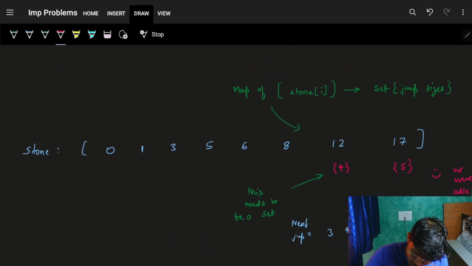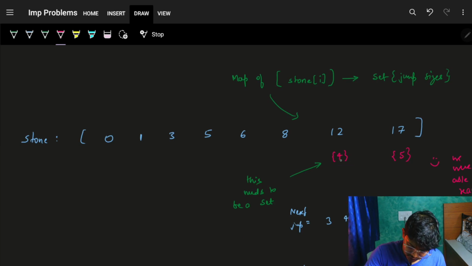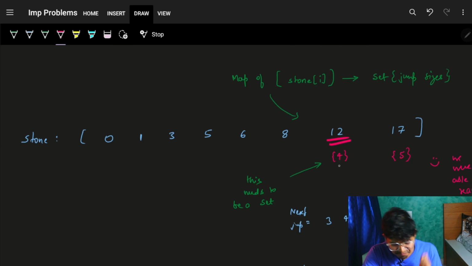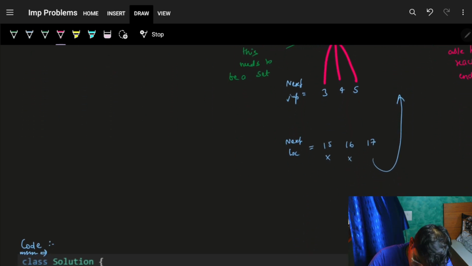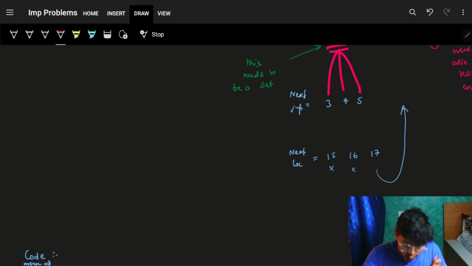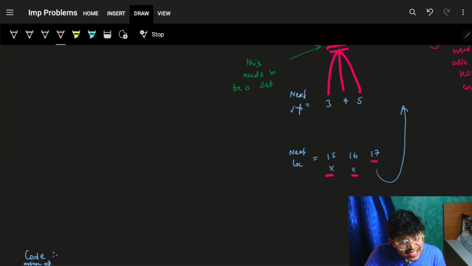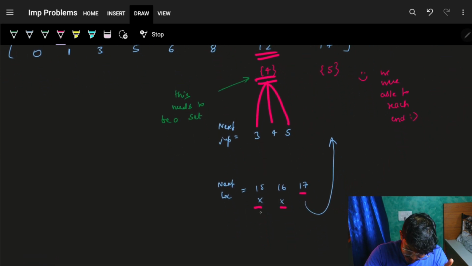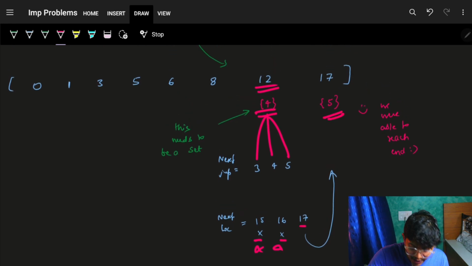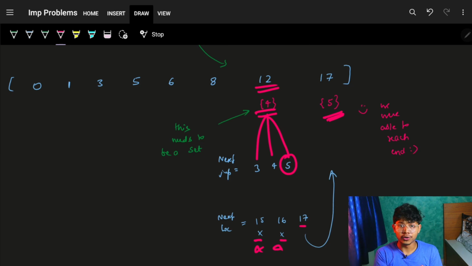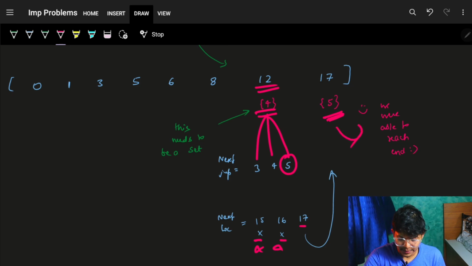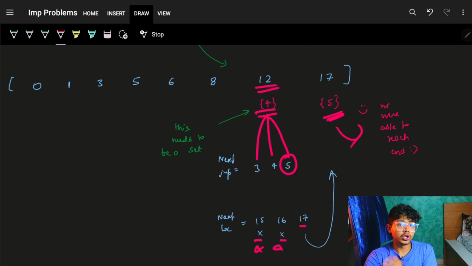Cool. Now I'll go on to my 4, which means I'll look at location 12. Here the jump size is 4. New jump sizes are 3, 4 and 5. I'll get the next locations as 15, 16 and 17. Now 15, 16 are not there. 17 I have, and YOLO. I can say for you the previous jump location is 15. Now you can go forward, but as we have reached the end, we will not go forward.